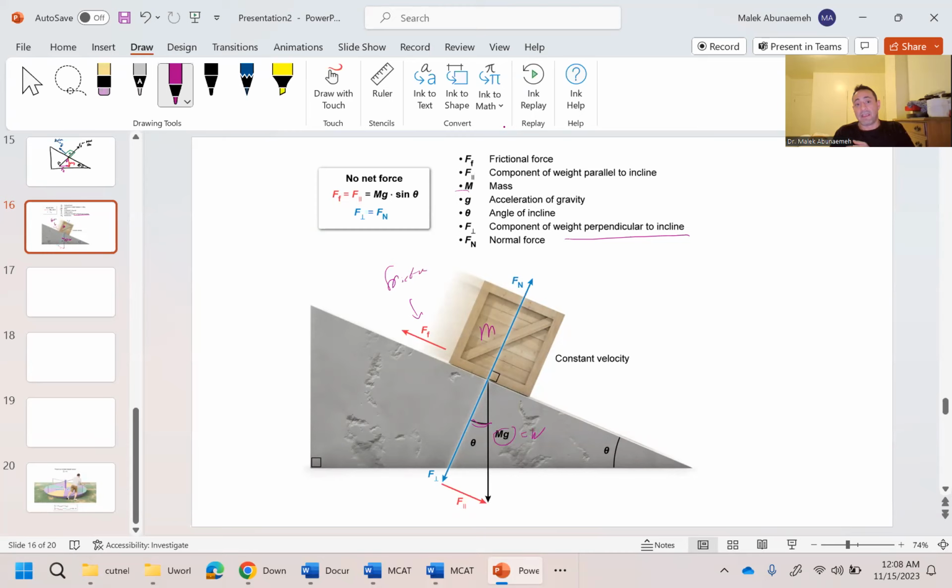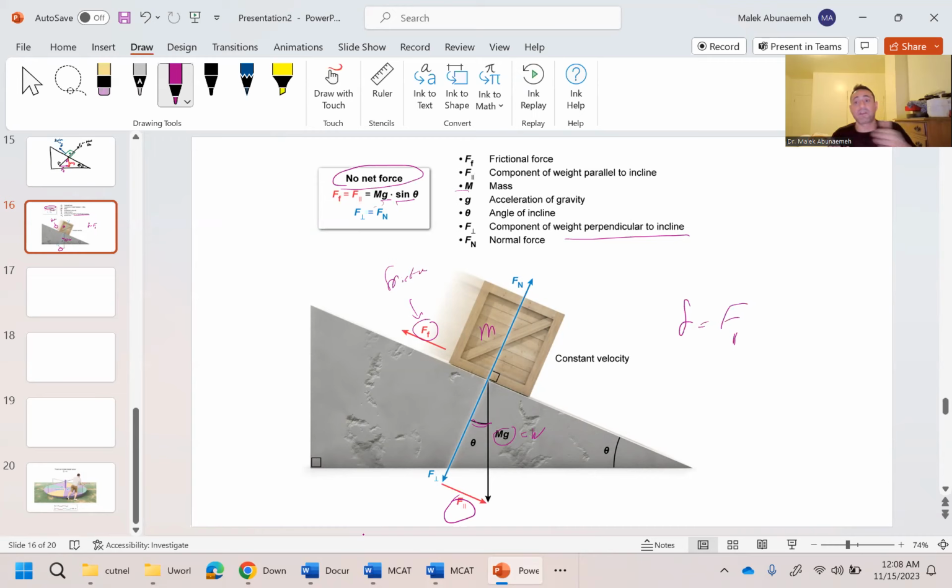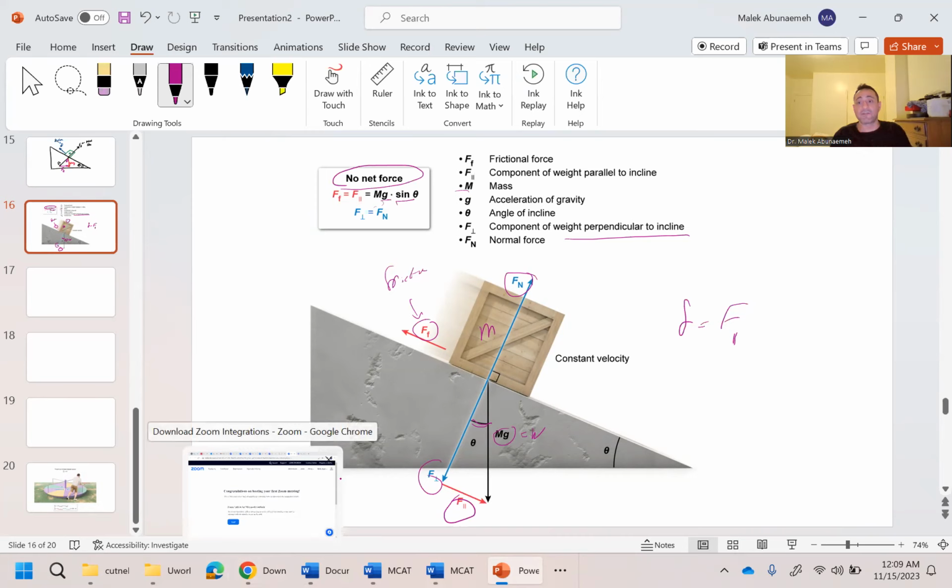Now, you're going to have no net force when the friction force, FF, is equal to your parallel force, which is mg sine theta. We explained that because you are sliding down the incline, it's sine theta, and your normal force is equal to your perpendicular force. If that happens, you have no net force on the object, and the object is in a state of equilibrium.